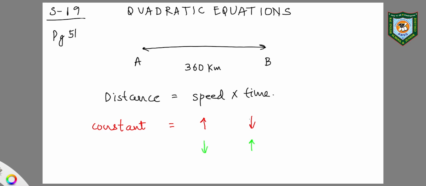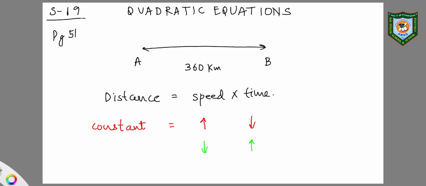If some of you are facing problems understanding this, I'll give you a better example. Imagine that you are traveling this 360 kilometers by walking. Obviously the speed of walking is very slow, so you take a lot of time to cover this 360 kilometers. But if you are traveling in a train, the speed is much higher than walking. So as the speed goes up, the time goes down. This is what this concept is.